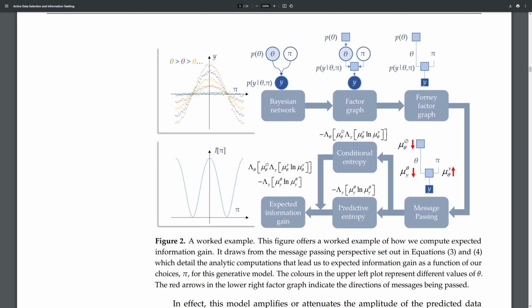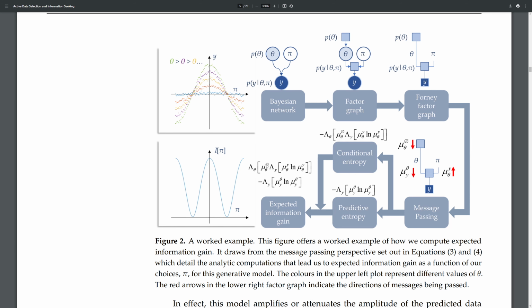From there, we can plug it into the conditional and predictive entropy that we just saw before, where the conditional entropy is going to be the thing that we're trying to minimize. So we make it a negative. It's already a negative, so it becomes a positive. And we're trying to maximize the predictive entropy, so it stays its same sign, and we see that it's going to be a negative still.